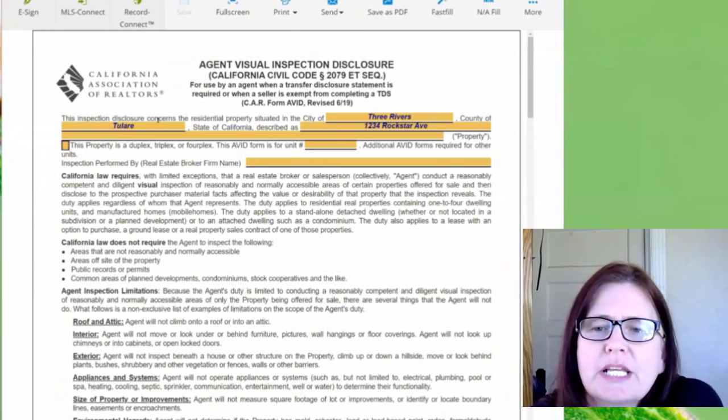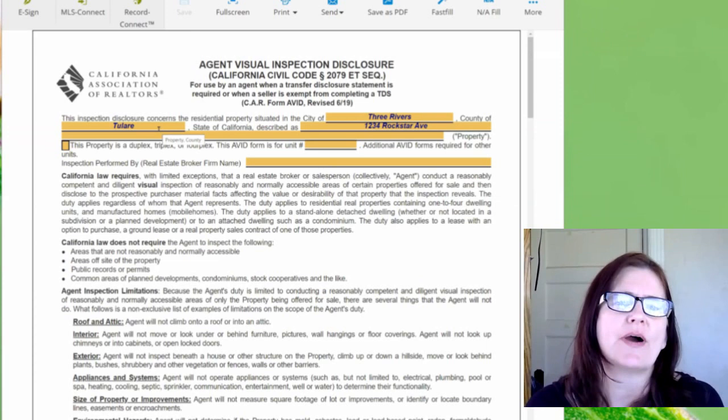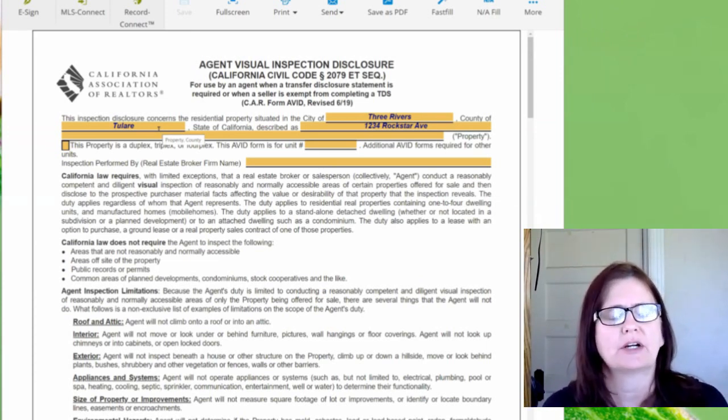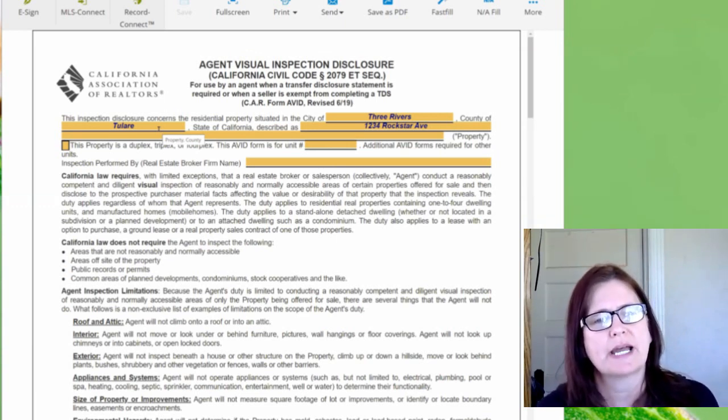Okay. So the AVID is, as a real estate agent, whether we're representing the buyer or the seller, we have an obligation to do a visual inspection.